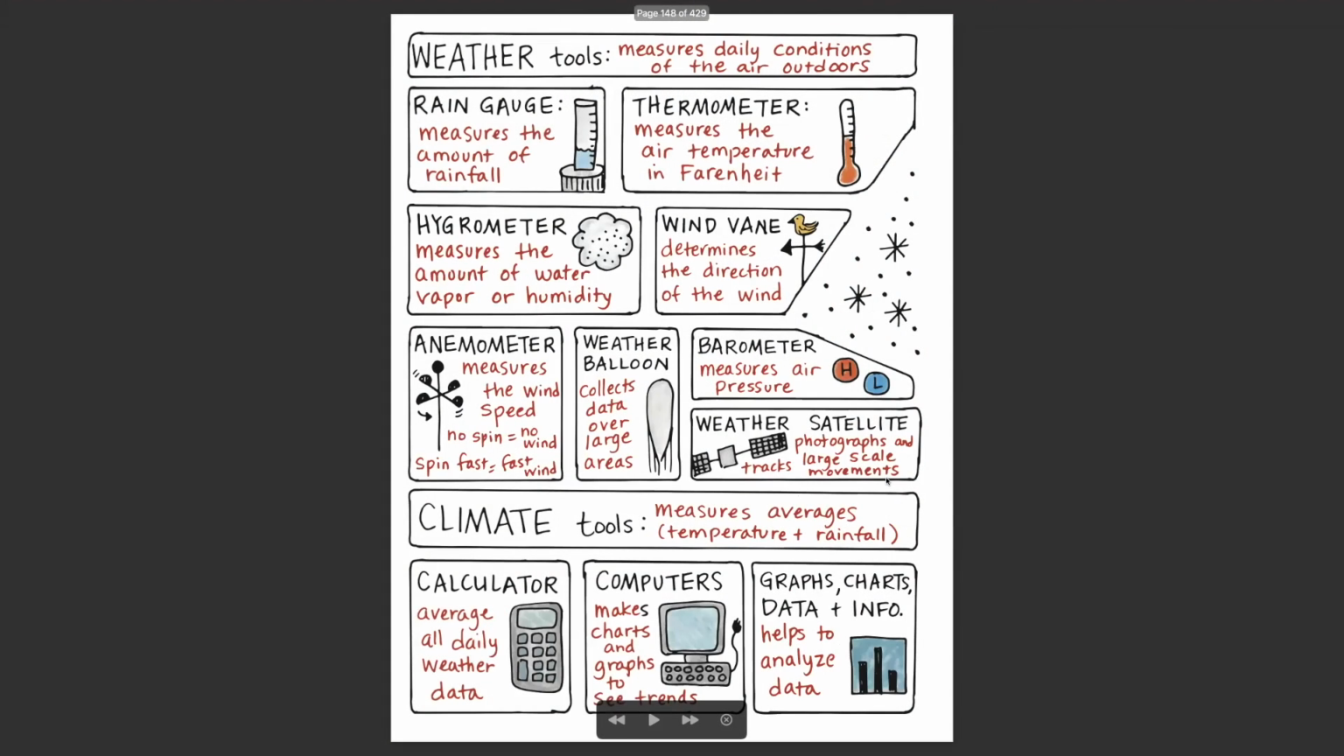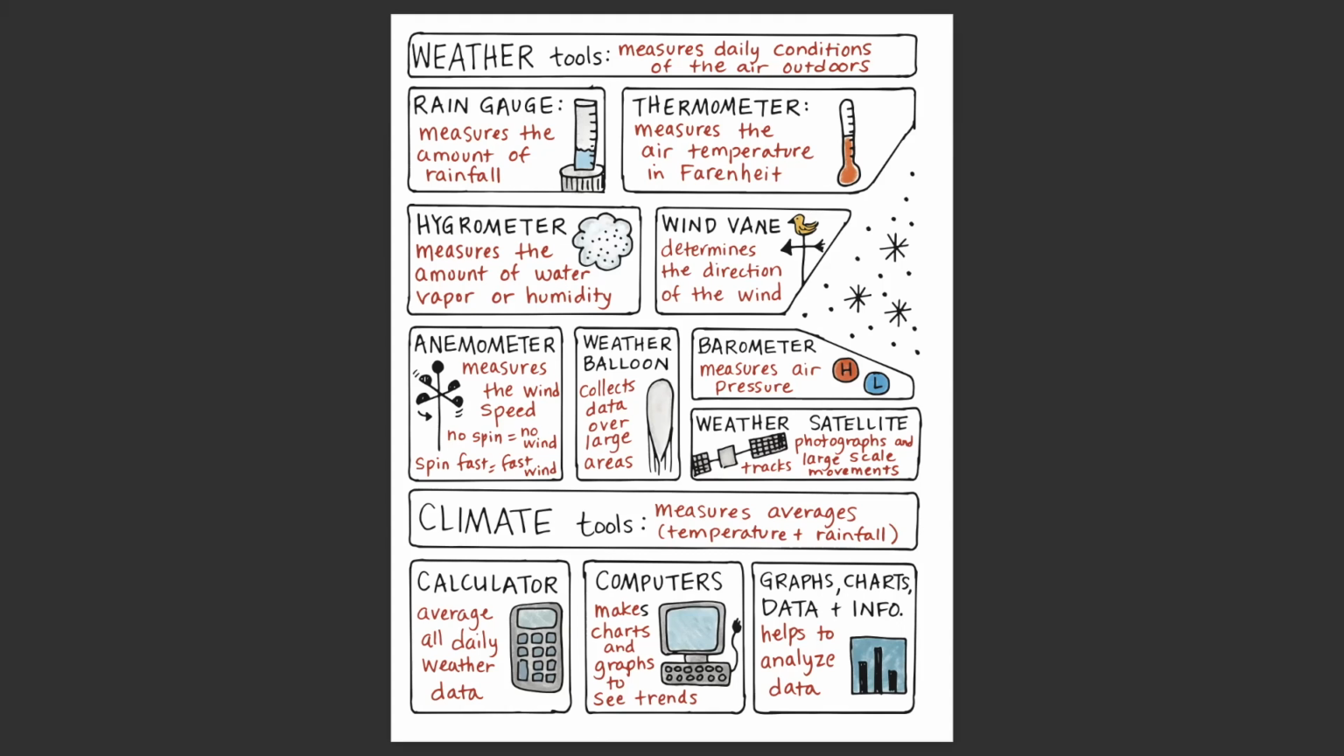Let's talk about weather tools. Okay, so what do we use weather tools for? Obviously, to measure daily conditions of the air outdoors, right? But what are the names of some of these? Some of them have kind of crazy names, and some of them are self-explanatory. We know what a thermometer is. We know that we measure temperature in Fahrenheit with a thermometer, because we use a thermometer to take our own temperatures, right?